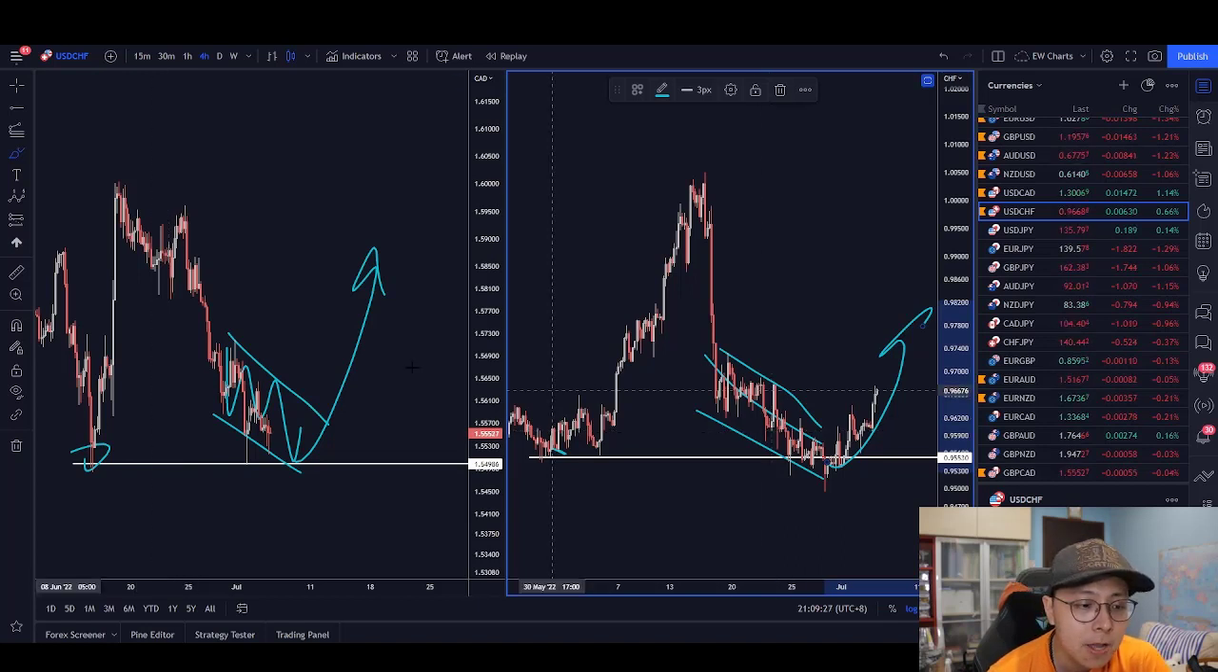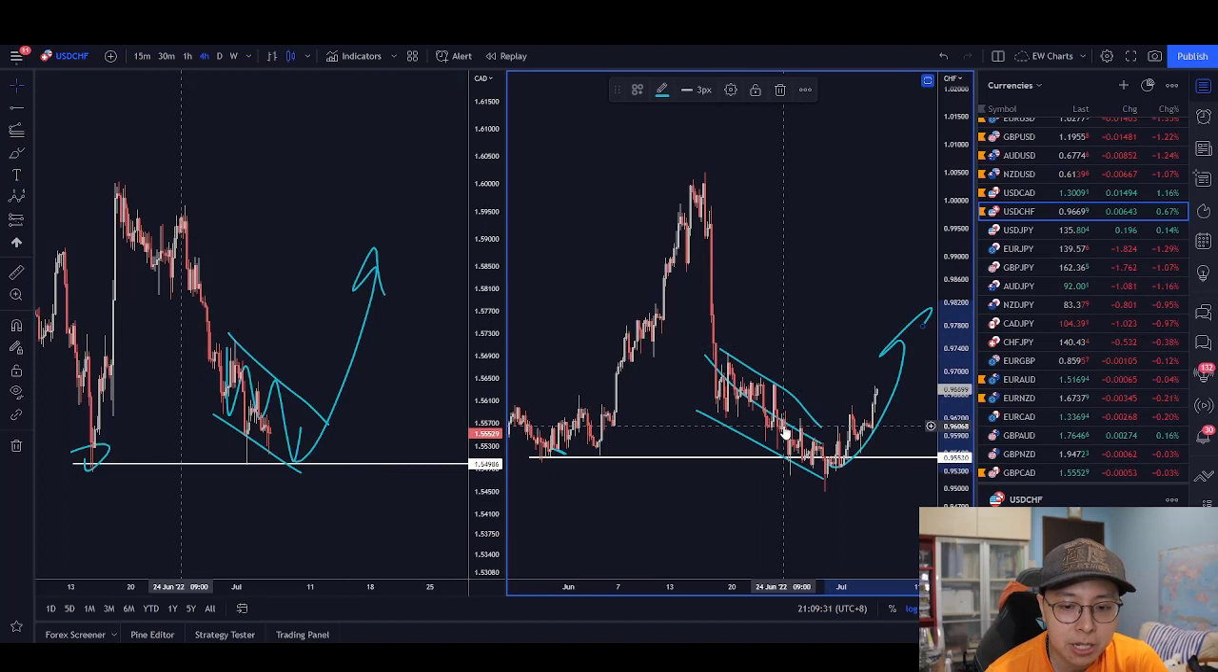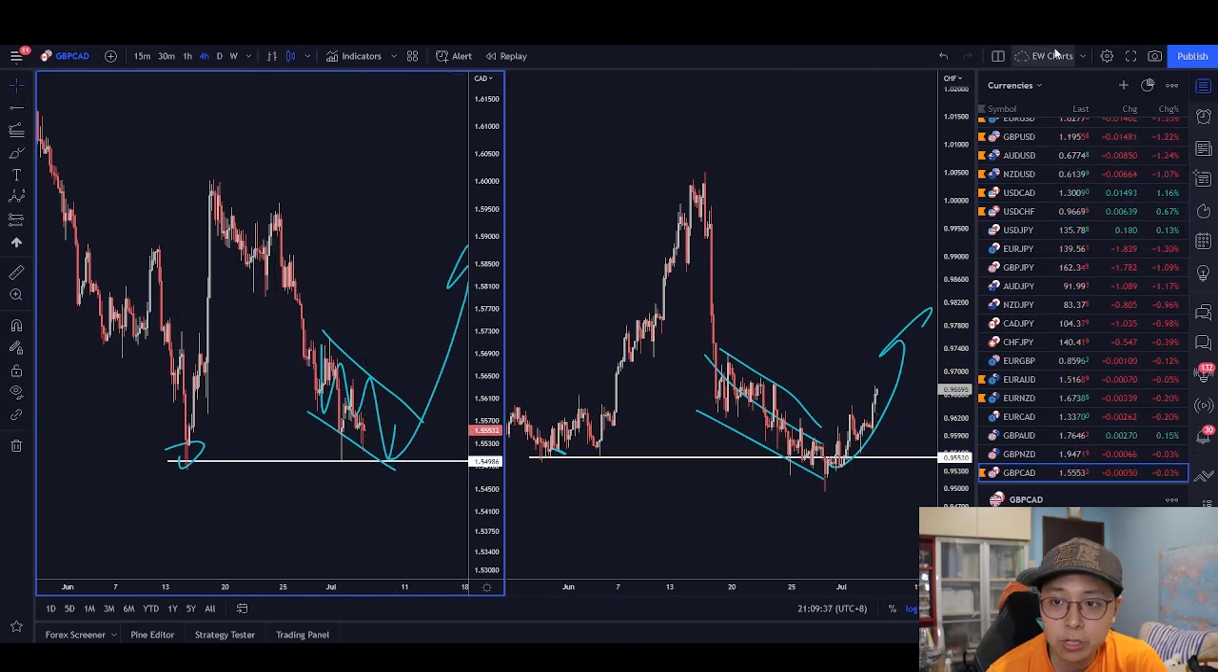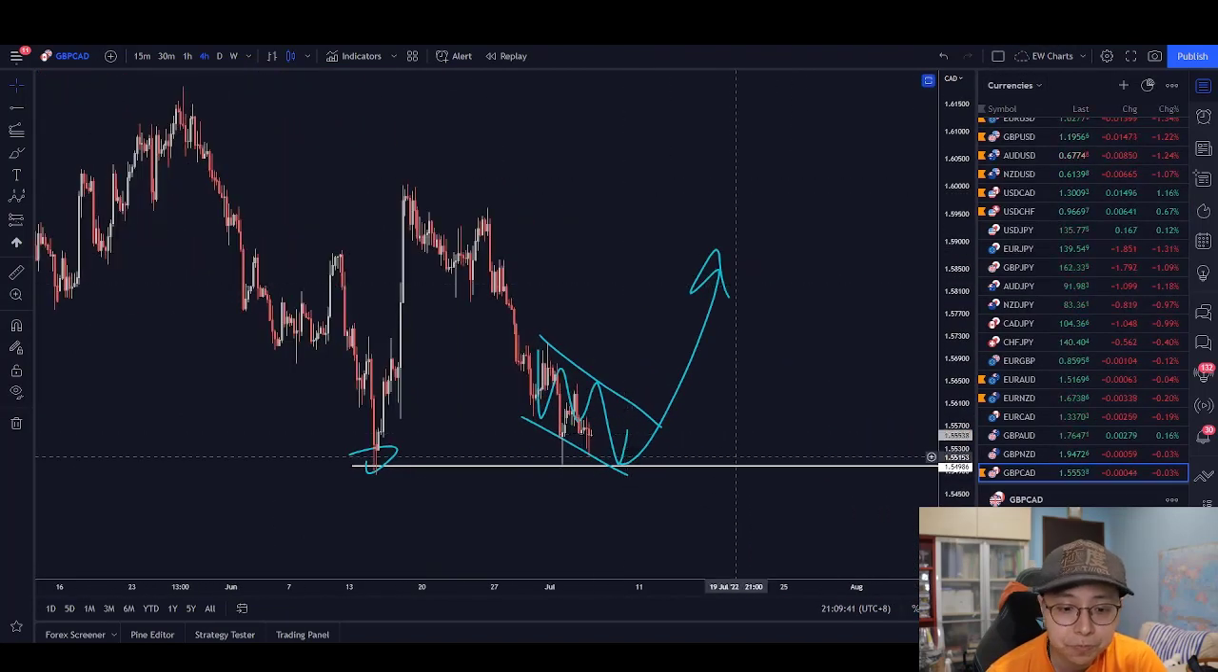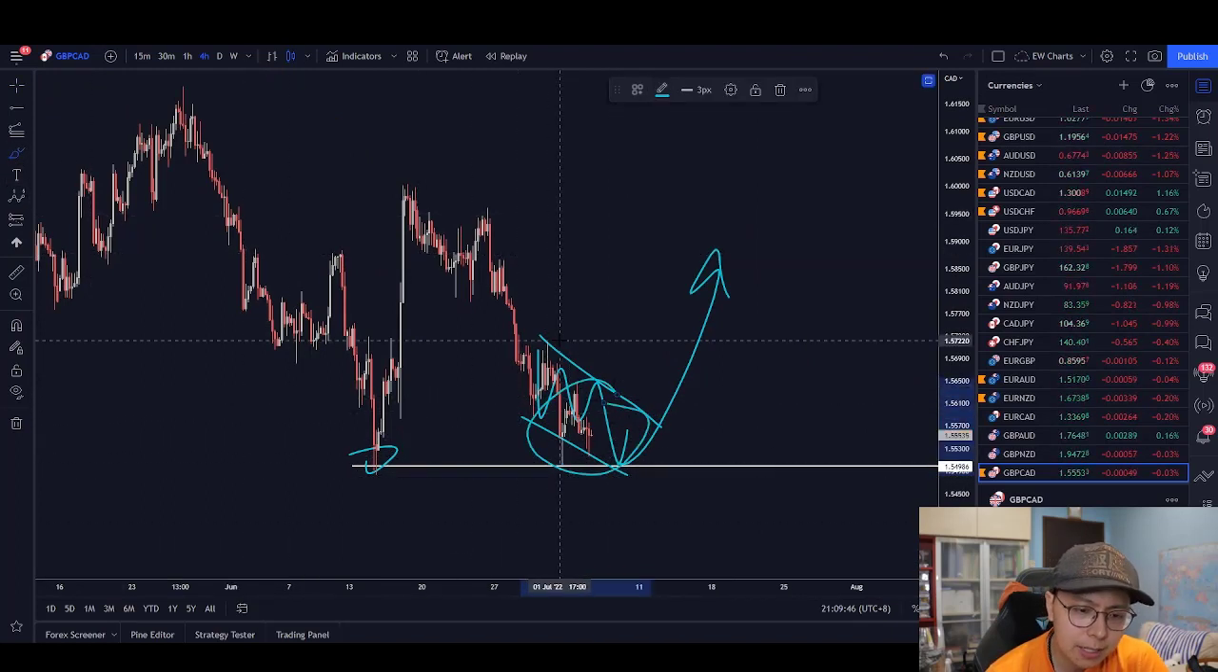So again, this is another good example. You can see the similarity of it developing between the dollar franc, and right now we are expecting it to turn and also develop here on the pound Canadian. For this one, we are likely gonna see it developing either by tomorrow or by Thursday.